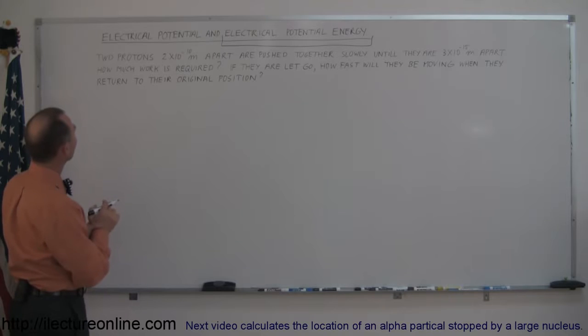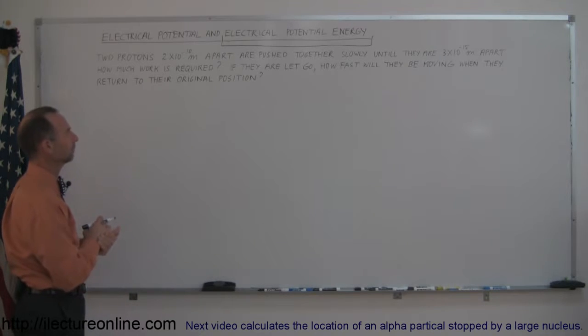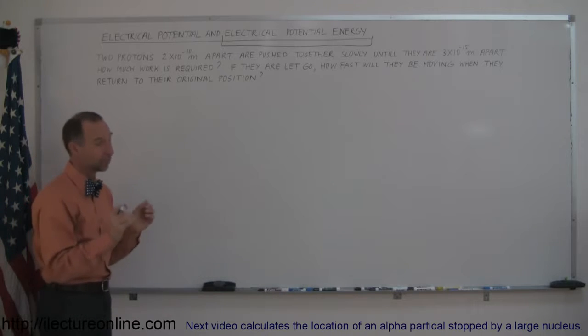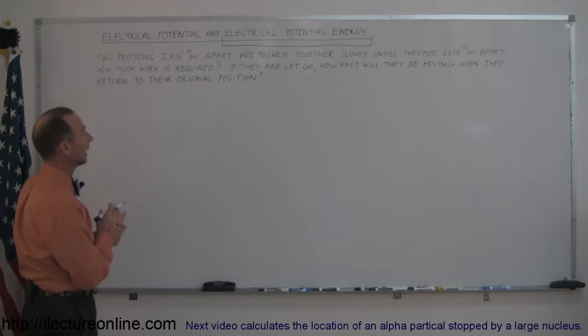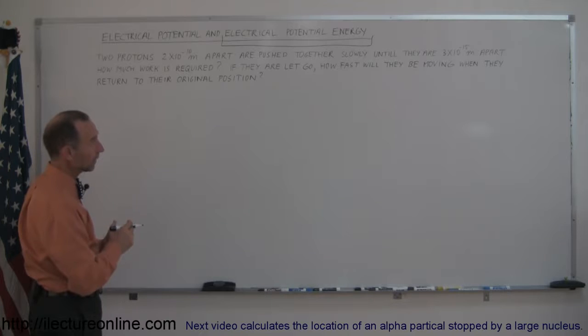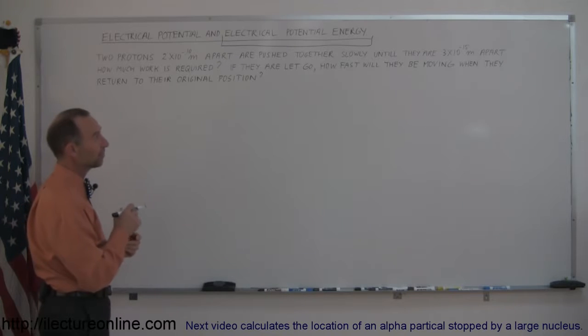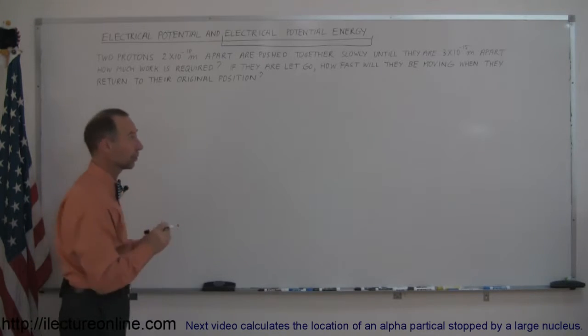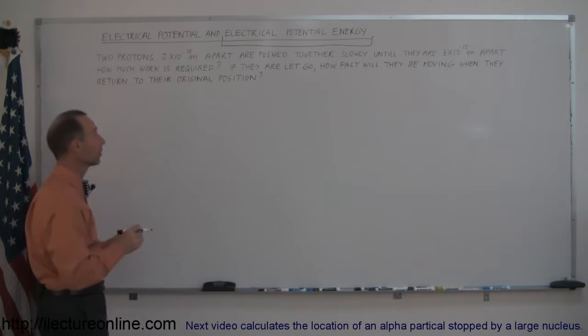Here's a good example of how to apply the concepts of electrical potential and electrical potential energy to a problem like this. Let's take a look. It says here that we have two protons that are 2 times 10 to the minus 10 meters apart. That doesn't seem like a lot, but for protons that's quite a distance. And they're pushed together slowly until they're 3 times 10 to the minus 15 meters apart, and that's pretty close. That's about the size of an atomic nucleus.